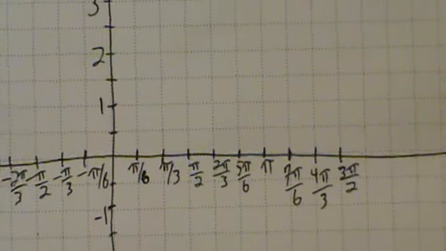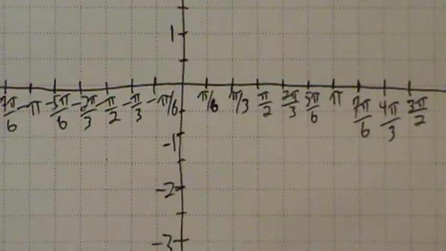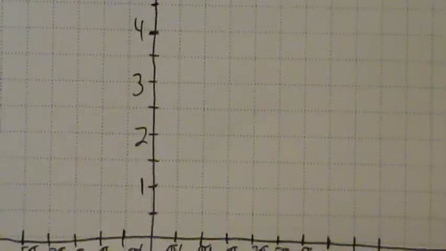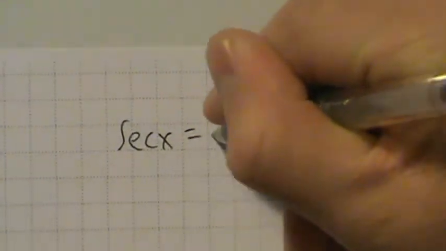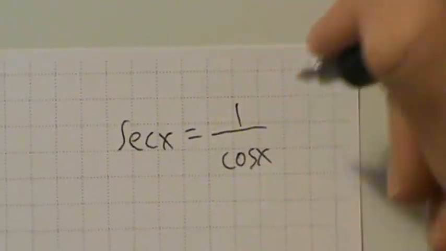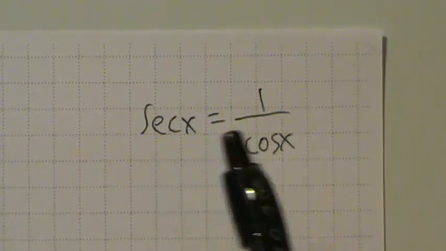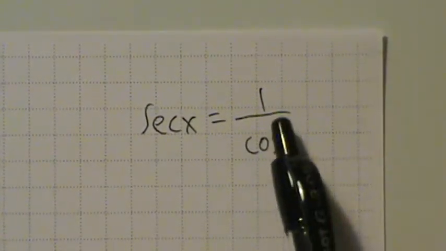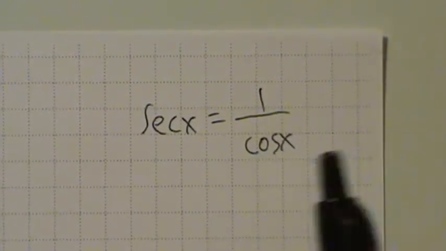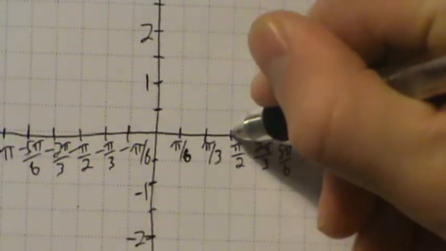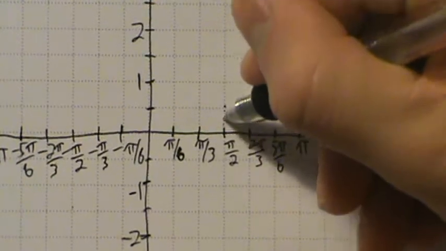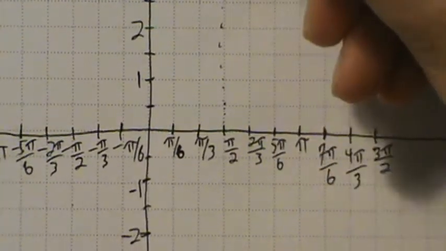But actually, before we plot some points, what we want to do now is plot asymptotes. So remember, secant is 1 over cosine. Secant of x equals 1 over cosine of x. So secant of x is going to have vertical asymptotes whenever the denominator is 0, and the denominator is cosine. When is cosine 0? Cosine is 0 when x equals pi over 2. So right here at pi over 2 there's a vertical asymptote, so let's go ahead and draw that.